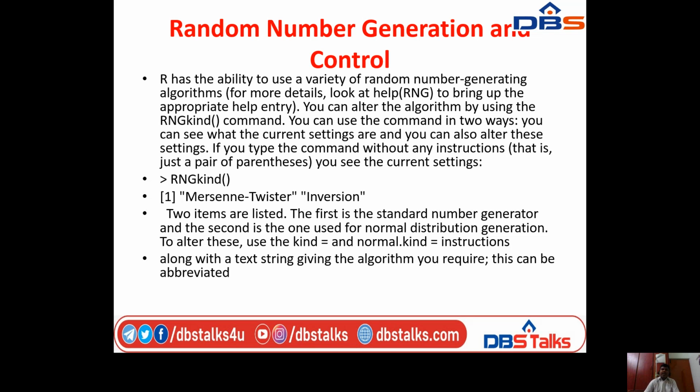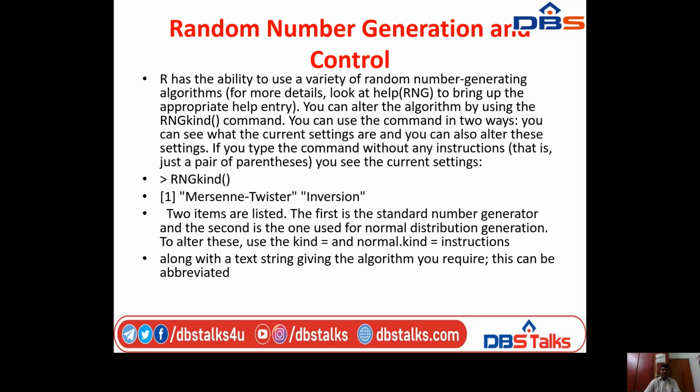R has the ability to use a variety of random number generating algorithms. You can alter the algorithm by using the RNGkind command. By default it takes one type of algorithm, but we can change the basic algorithm by using the RNGkind command.